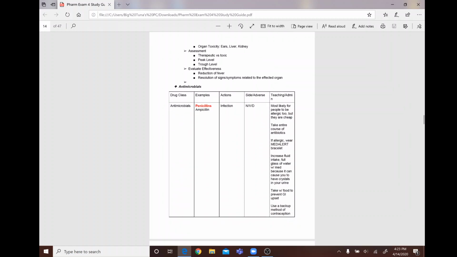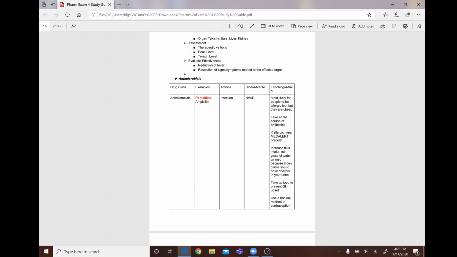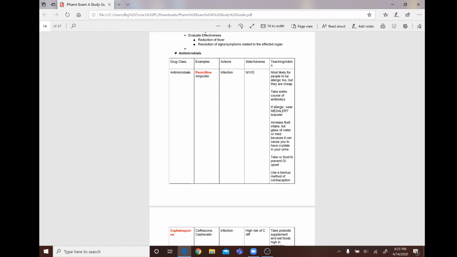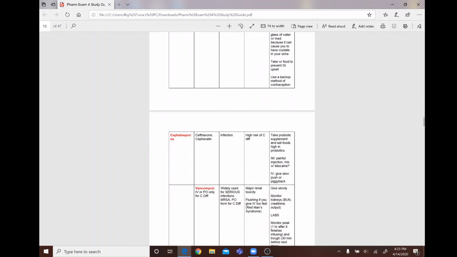With penicillin, you're going to use it for infection. Side and adverse effects of penicillin will be nausea, vomiting, diarrhea. People are most likely to be allergic to penicillin. However, penicillins are relatively cheap. You want to take the entire course of penicillin. If you're allergic to penicillin, wear that bracelet. With penicillins, you want to increase fluid intake, taking a full glass of water with penicillin to avoid crystals. Take penicillin with food, and if you're taking penicillin, you need a backup method of contraceptive.